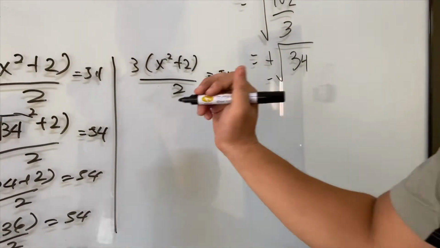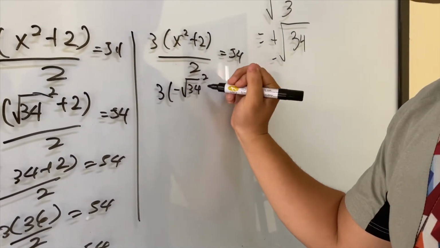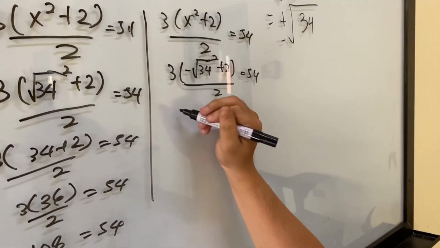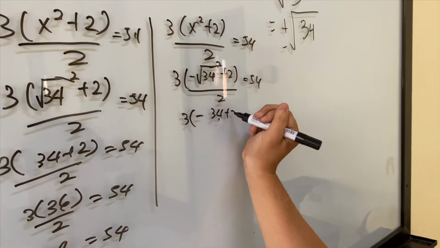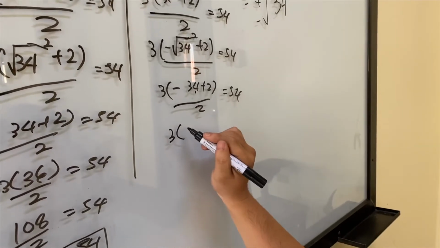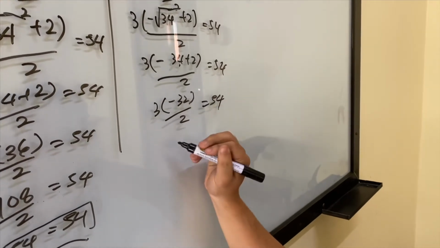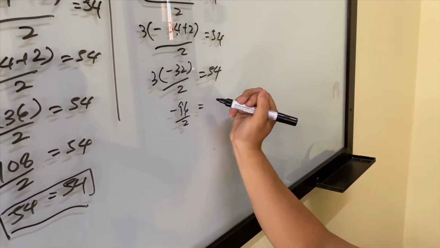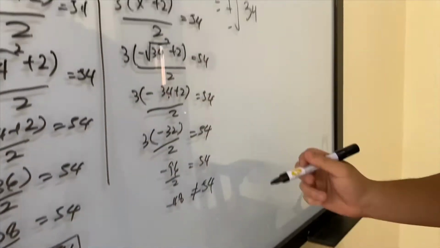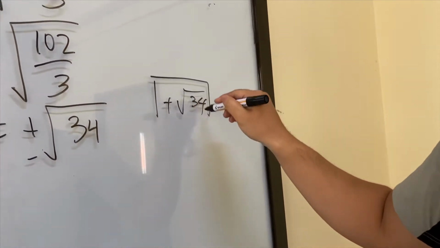So now let's check for the negative. (3 times negative square root of 34 squared + 2)/2 must be equal to 54. Now cancel: (3 times negative 34 + 2)/2 is 54. Now 3 times negative 34 plus 2 is negative 96 over 2, which must be equal to 54. Negative 48 is not equal to 54. So as you can see, only positive square root of 34 can be replaced as the value of x.